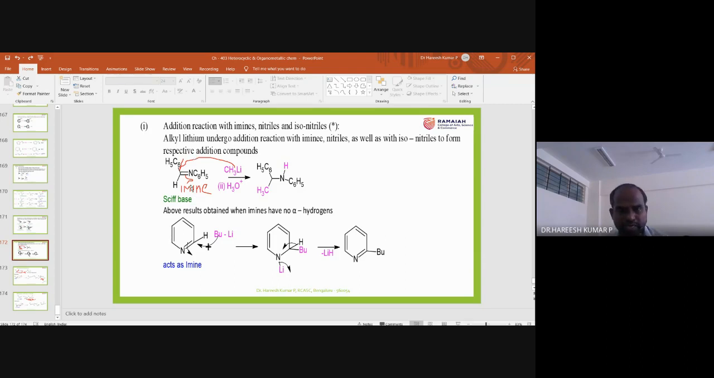So what am I writing here? Look here. C6H5 means the benzene group. C double bond N C6H5. It is also called a Schiff base. That is an imine. Why is it an imine? Because the C double bond N functional group is there. So what will happen here? CH3 minus.